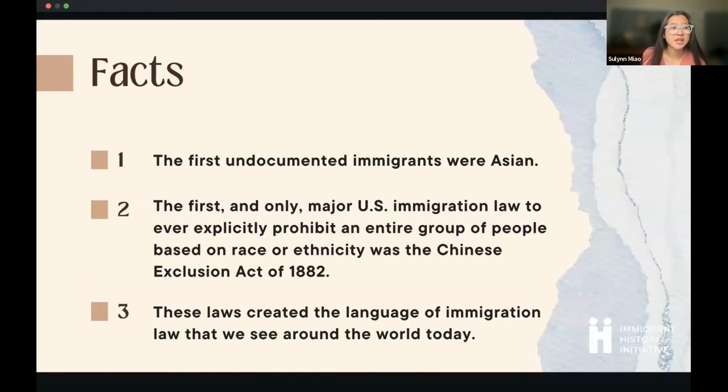This history shows us that immigration law has been racialized from the very beginning. And you're all here because you want to uplift the success of our immigrant students and teach the histories of immigration in the US. We can't talk about immigration history without talking about Asian American history.